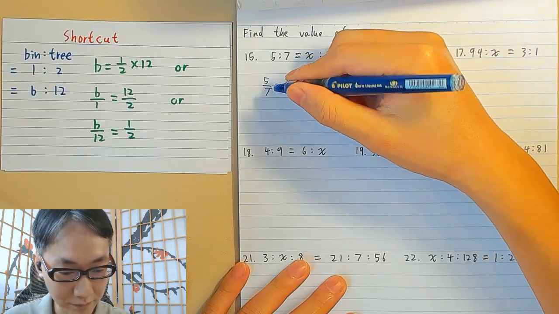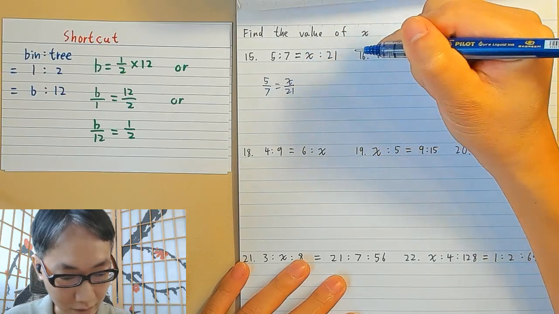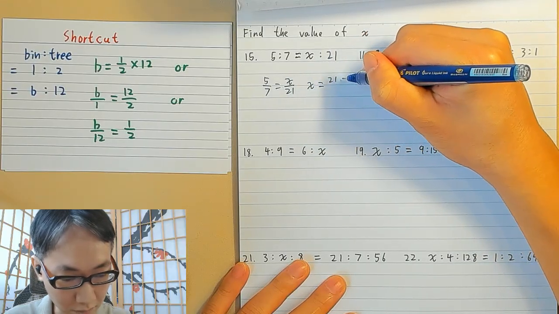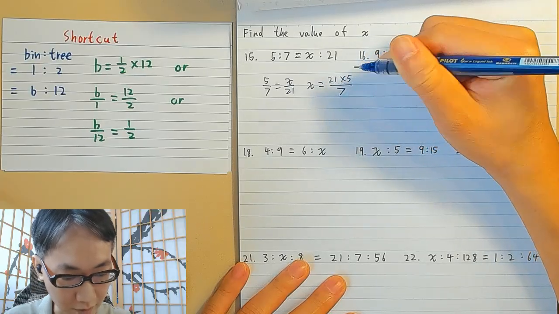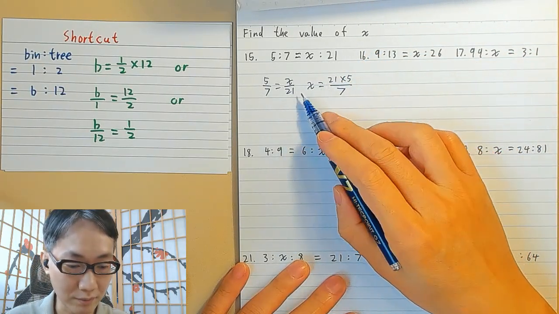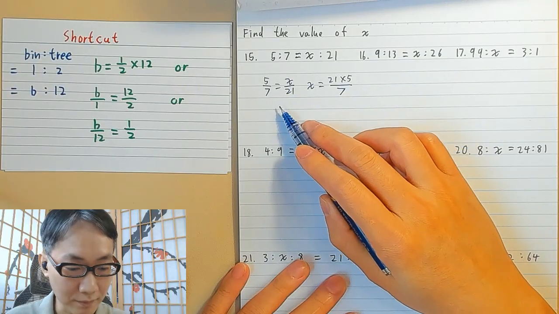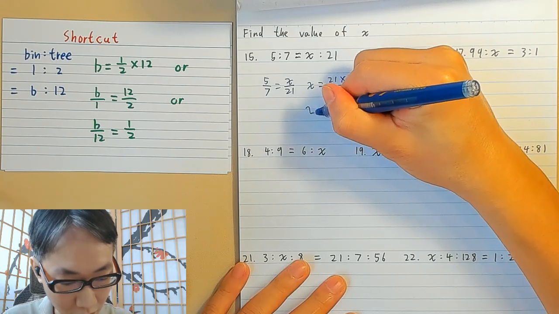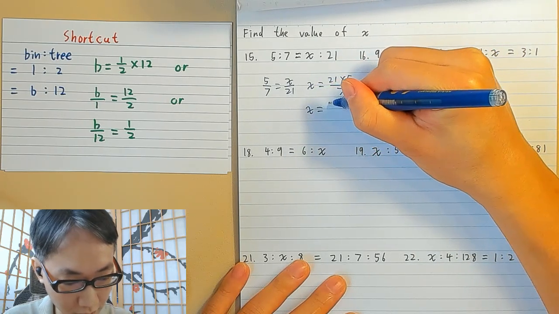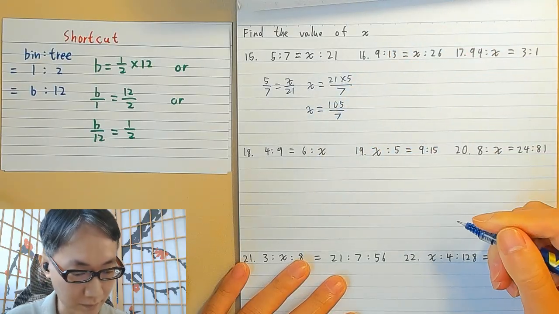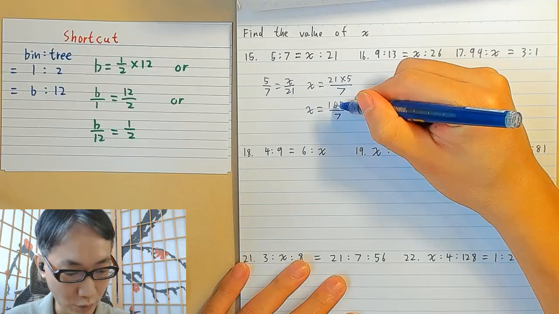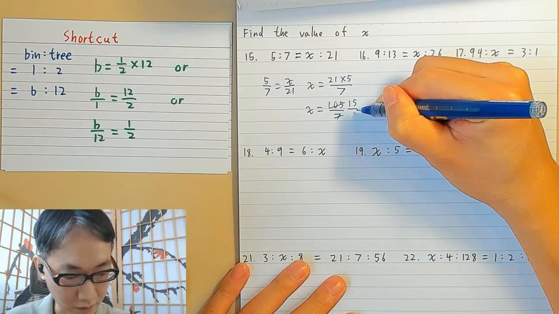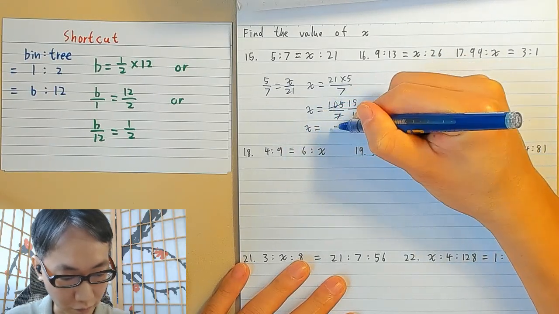Which means x equals 21 times 5 over 7. So I multiply both sides by 21. Then the right hand side becomes x, and the left hand side becomes this. Okay. So x equals 105 over 7. Both of them can be divided by 7. This is 15, this is 1. So x equals 15.